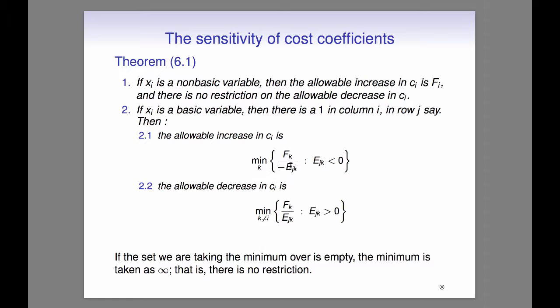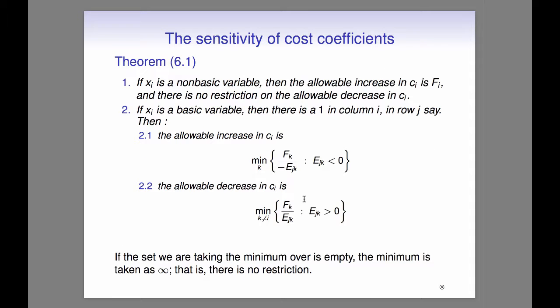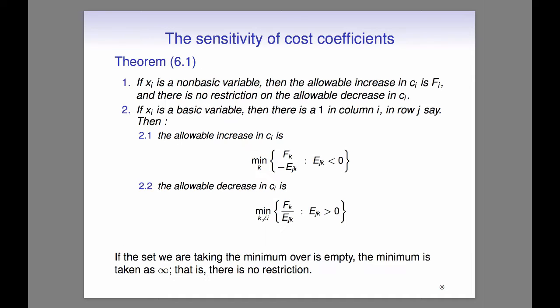Okay, so what are we doing here? We're looking at the minimum of f_k divided by e_jk. So j will correspond to some row, and we're looking at ratios of f_k over e_jk. So we're running across a row, and we're looking at the corresponding f entry divided by the corresponding e entry, f entry divided by e entry, and so forth. And we take the smallest of the ratios.